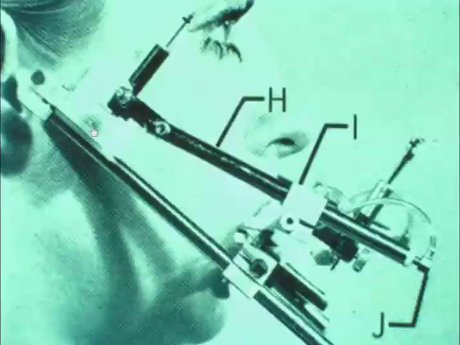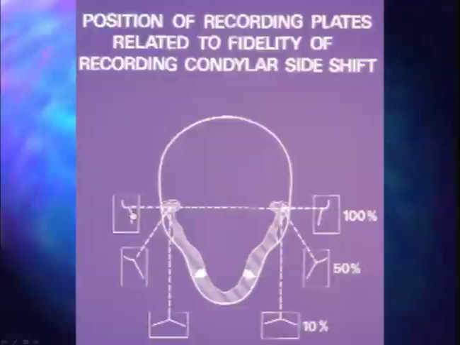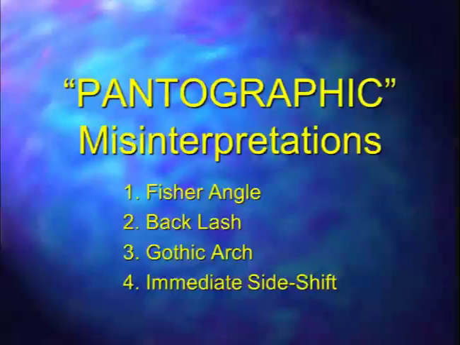And when you do that, you lose fidelity. In other words, was it easier to grind in this complex curvilinear movement here, or was it much easier just to set a quote-unquote Bennet angle? So you lose fidelity by moving away from the source you're trying to record from. Other misinterpretations would be the Fisher angle, the backlash, the Gothic arch, and immediate side shift.